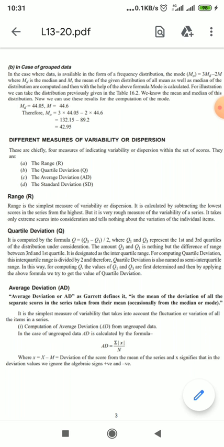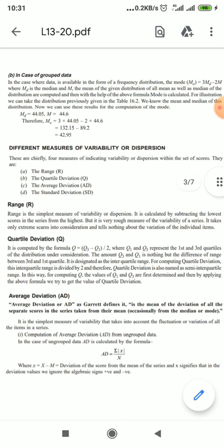What is quartile deviation? It is denoted by the symbol capital Q, and the formula is Q equal to Q3 minus Q1 by 2, where Q1 and Q3 represent the first and third quartile of the distribution under consideration. The difference between Q3 and Q1 is nothing but the range between the third and first quartile, so it is designated as the inter-quartile range.